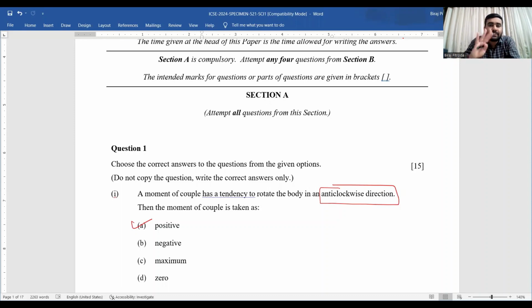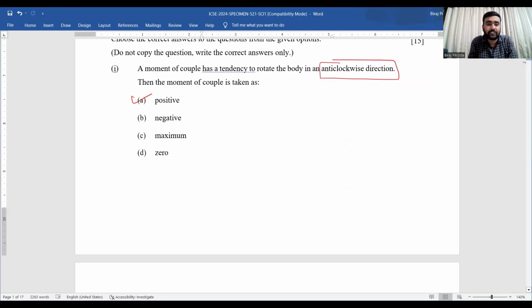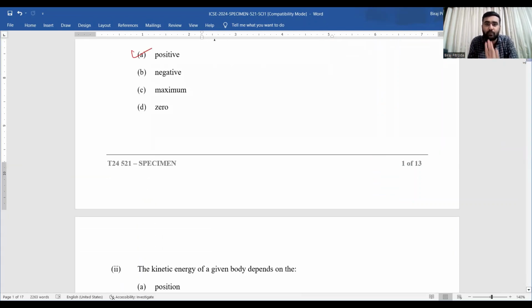Suppose if they twist and turn the question in the exam, the question would be: the moment of couple has a tendency to rotate the body in clockwise direction. So for clockwise direction, the answer will be negative. But since I am having anti-clockwise direction, my answer is going to be positive. That was your question one.